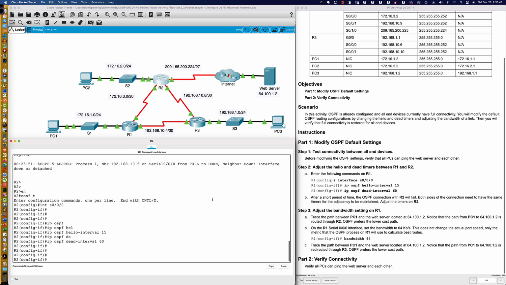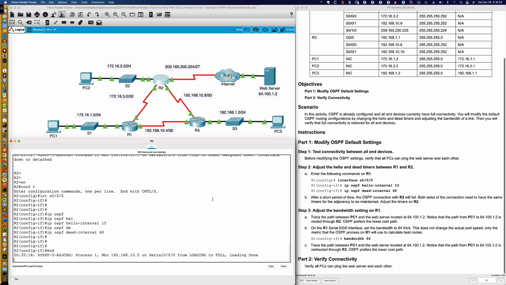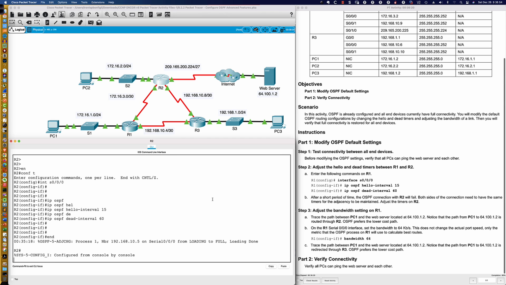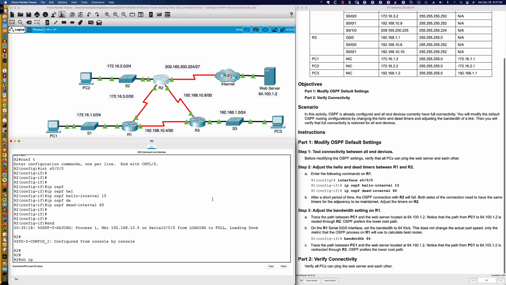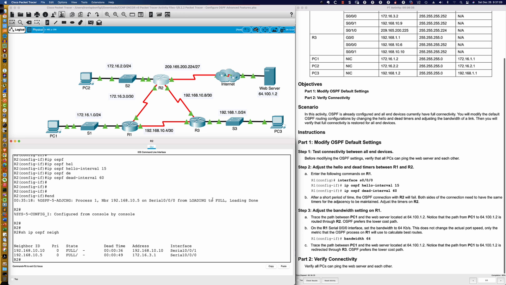All right, so now, in about 15 seconds, we're going to see that the adjacency comes back up. I said 10, thinking the hello packet interval was 10, but we just changed it to 15. So, there we go. We now have that adjacency back up. Show IP OSPF neighbors. And you can see we now have both of our adjacencies on router 2 with router 1 and router 3. And that has actually taken us all the way up to 80%.